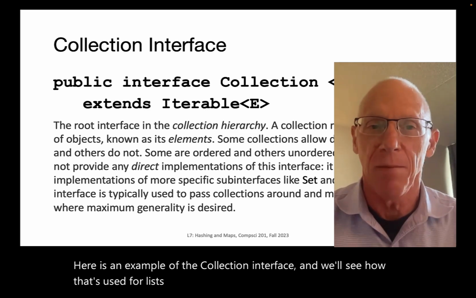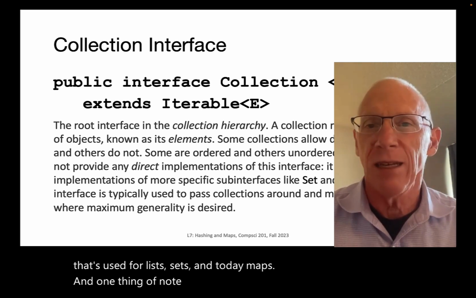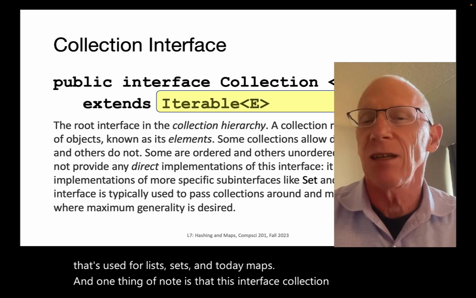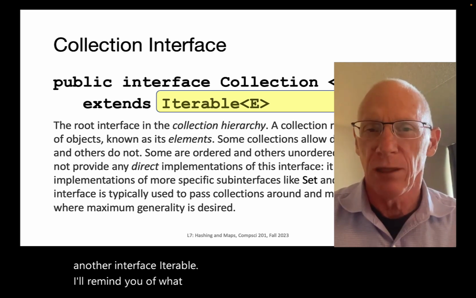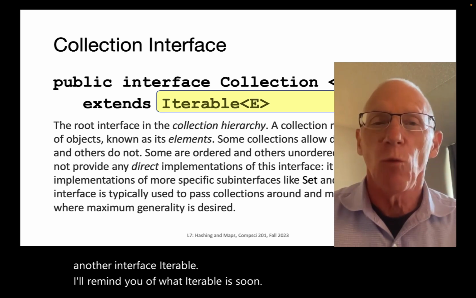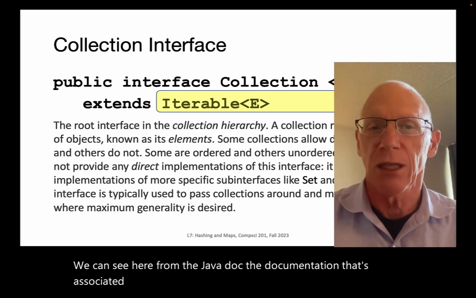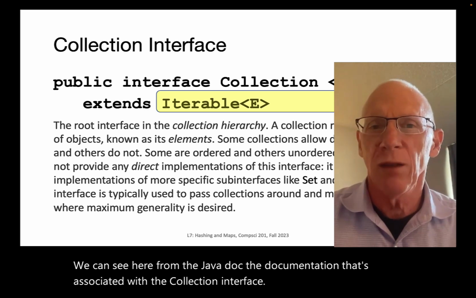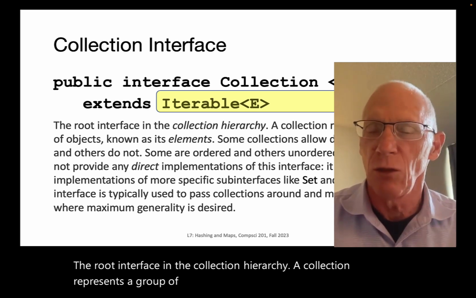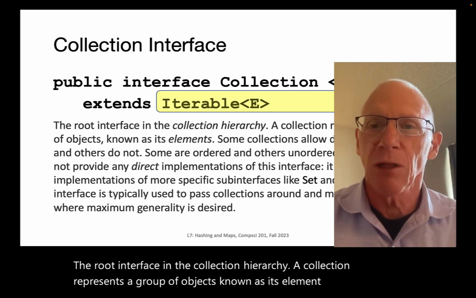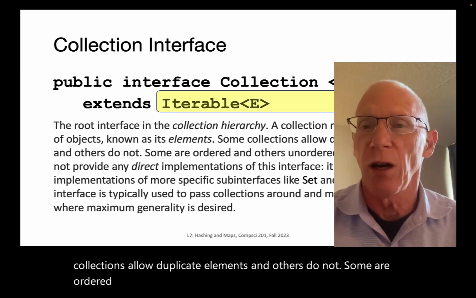Here is an example of the collection interface, and we'll see how that's used for lists, sets, and today maps. And one thing of note is that this interface collection extends another interface, iterable. I'll remind you of what iterable is soon. We can see here from the Java doc, the documentation that's associated with the collection interface. The root interface in the collection hierarchy. A collection represents a group of objects, known as its elements. Some collections allow duplicate elements and others do not. Some are ordered and others are unordered.